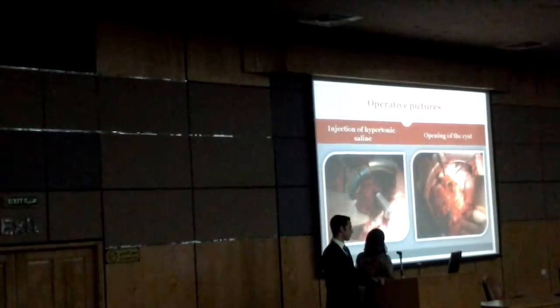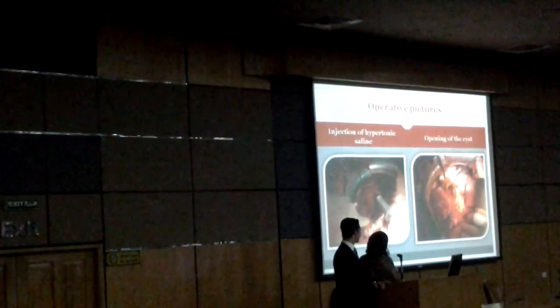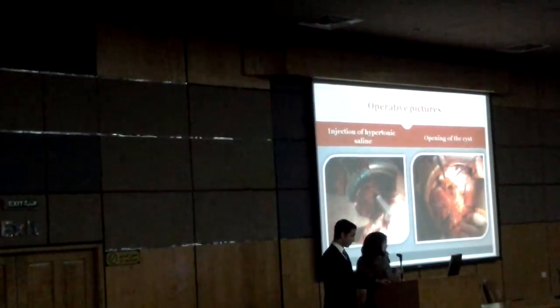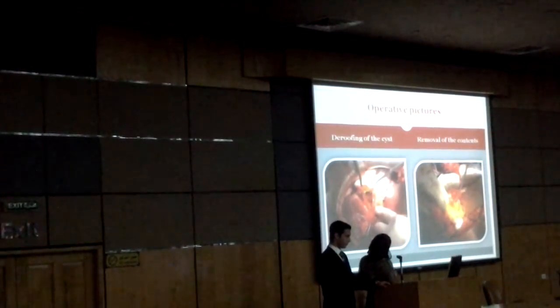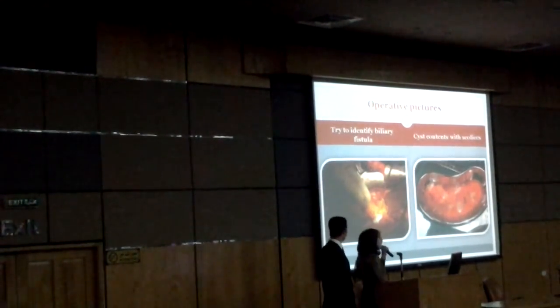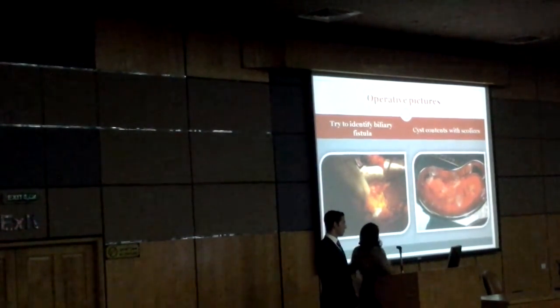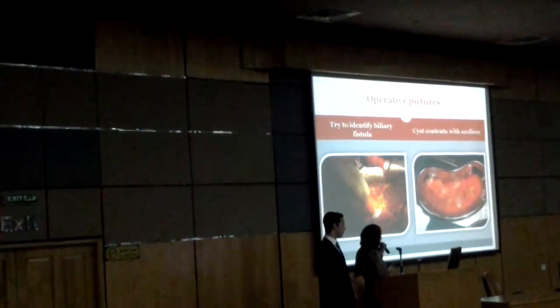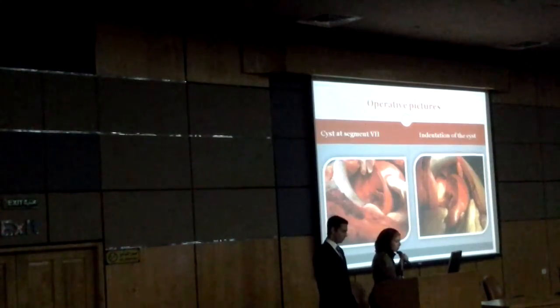Then later we injected hypertonic saline, which is the most commonly used scolecidal agent in this case, and we opened the cyst, as we can see, and the yellow color is the bile. Then we did partial excision of the cyst, trying to remove the content. Because, as I said earlier, there was bile, we tried to identify or rule out the presence of a biliary fistula. So what we did is transcystic injection of saline, and then we dragged the orifice to close the fistula directly. And this is the contact of the cyst with its scolices.